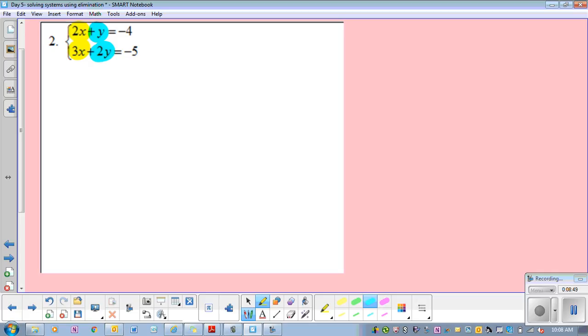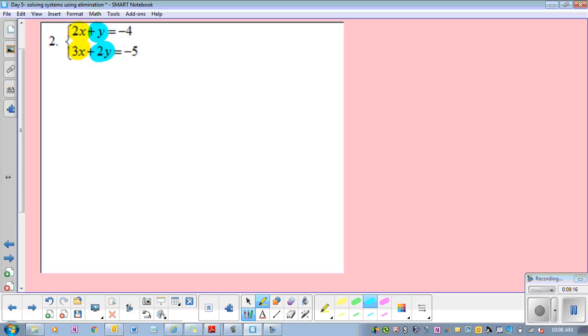Like if you look at your x's, what are the numbers that are in front of the x's right now? 2 and 3, right? They're not the same. You're going to have to fix both of them, right? But look at your y's. What are the numbers in front of the y's? 1 and 2, okay? 1 is easy to fix, and you can make it look like the other one, just in the opposite sign. Does that make sense?